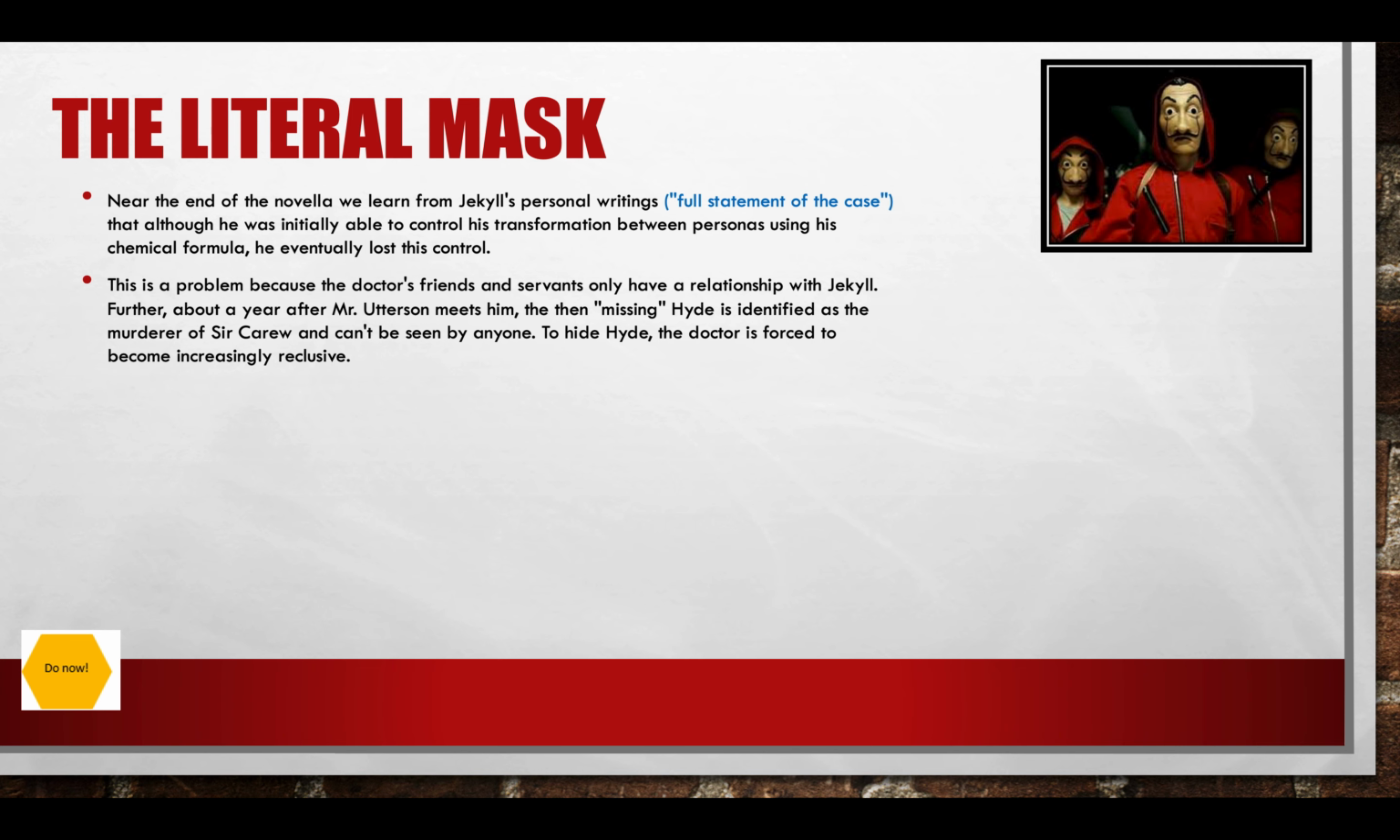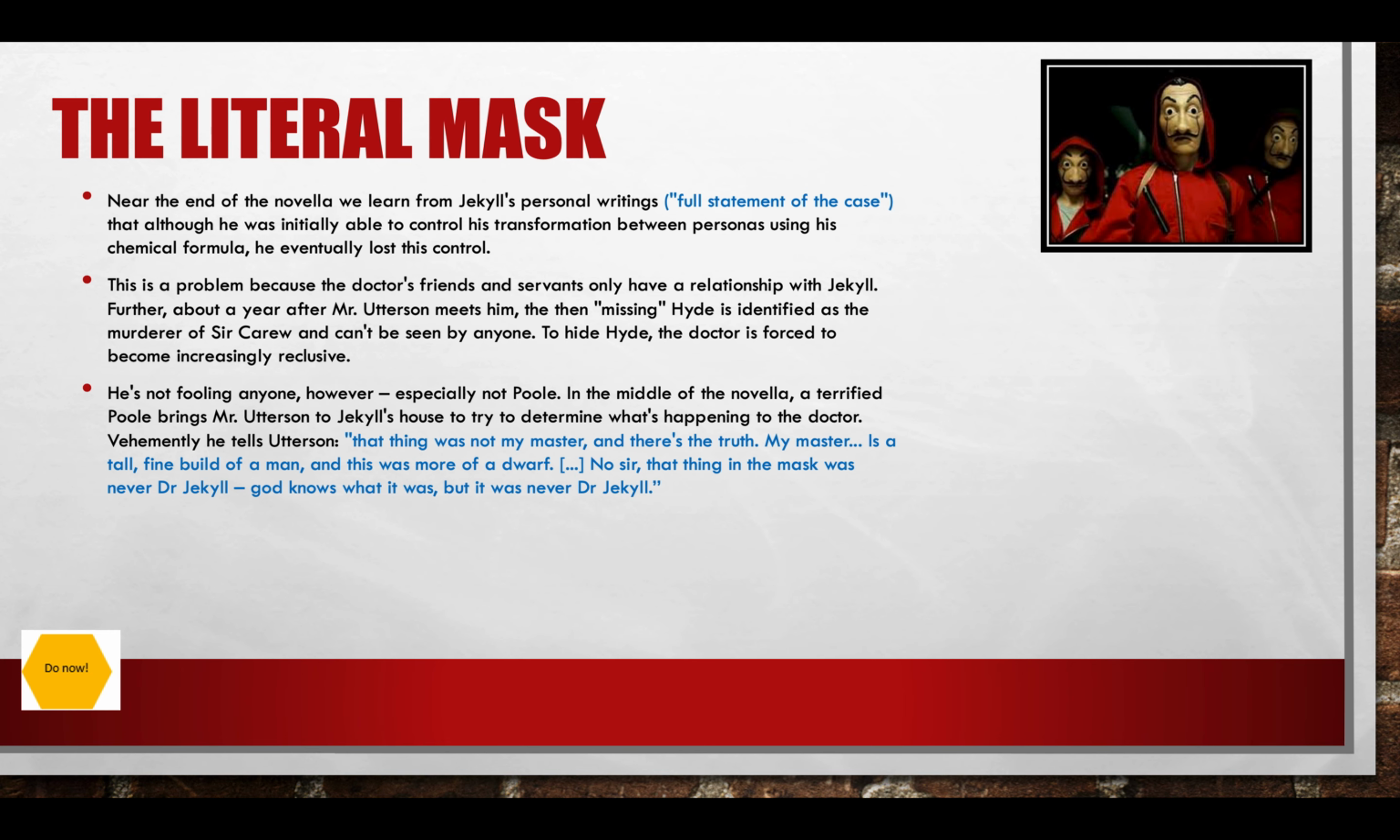When he does leave his cabinet, his laboratory office, he has to sneak around carefully wearing a mask. But he's not fooling anyone, especially not his servant of 20 years, Poole. In the middle of the novella, a terrified Poole brings Mr. Utterson to Jekyll's house to try to determine what's happening to the Doctor.